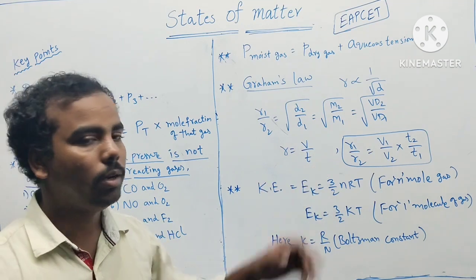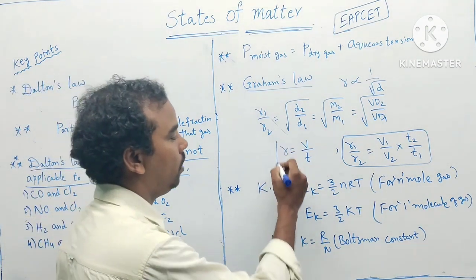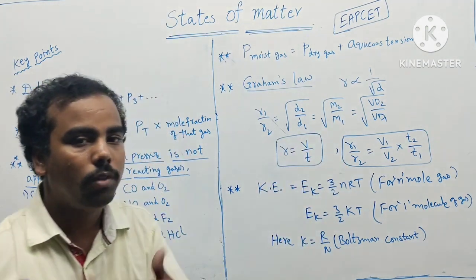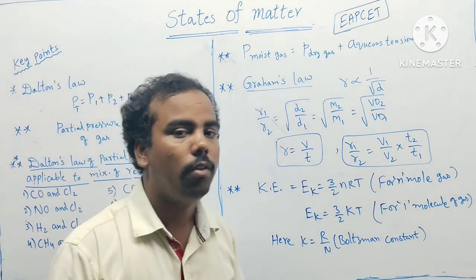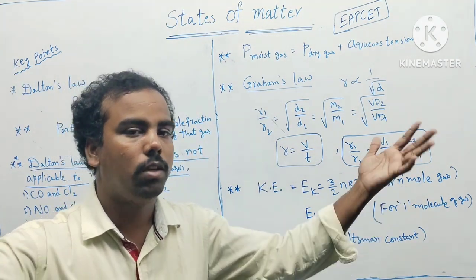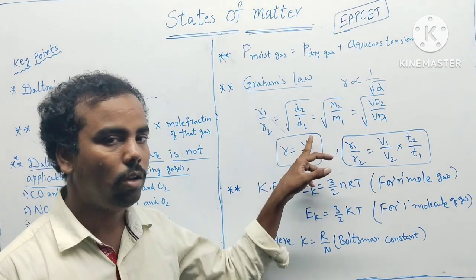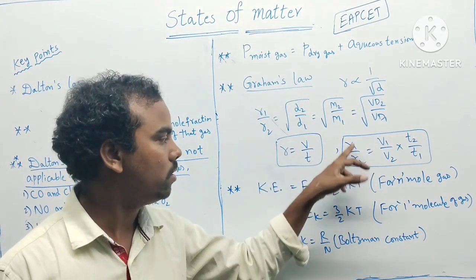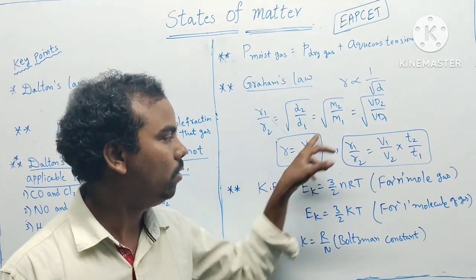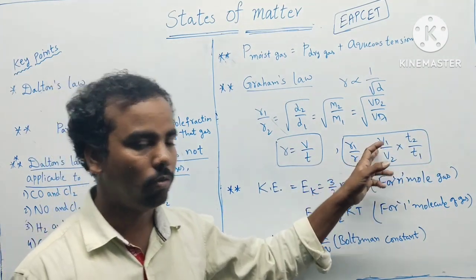Next, R is equal to V by t. What is the meaning of V by t? Rate of diffusion means volume of the gas diffused in a given time. Volume of the gas diffused in a given time is called rate of diffusion. So R is equal to V by t, volume by time. So for different diffusions, R1 by R2 is equal to V1 by V2 into t2 by t1. So very important one.